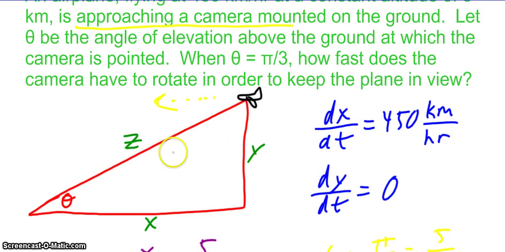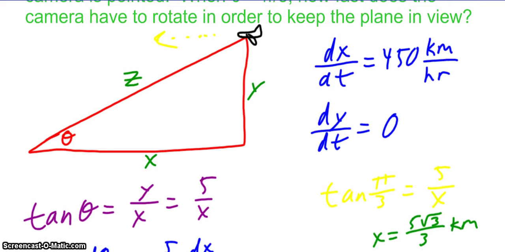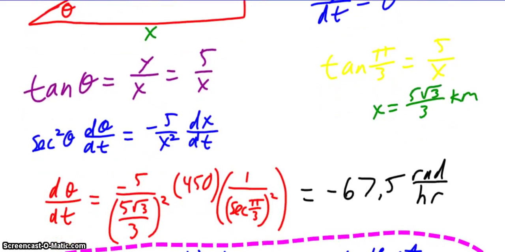I called this x, I called that y, I called that z, this is theta. Z doesn't actually come into play because I'm going to use tangent or cotangent. You could use sine or cosine and then z would come into play, but that's just more work. So I know dx dt is 450 kilometers per hour, or you could call it negative 450 kilometers per hour. It doesn't matter with the positives or negatives as long as you understand the direction. dy dt is not changing, or is 0 because y is not changing, I should say.